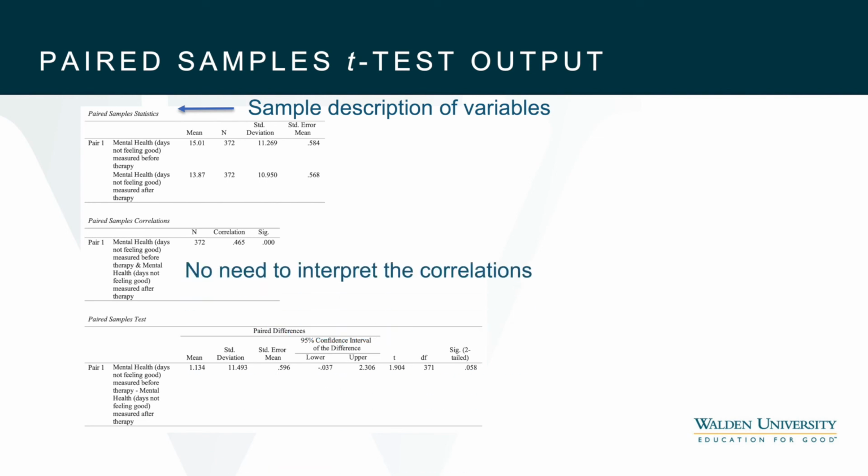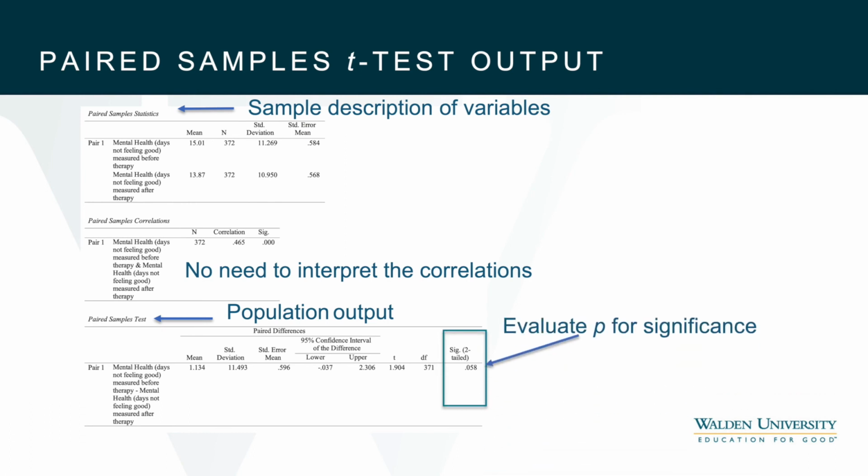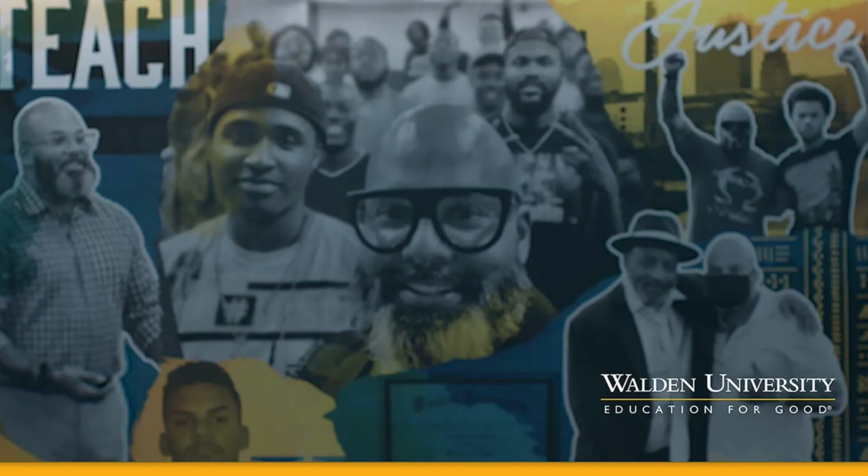We're going to skip the paired samples correlation box. That is not needed right now. We will venture into correlations in a later video. But the paired samples test is what delivers the population output, and that's where you want to interpret your sig. And in your write-up, of course, you will also have to mention your t and your degrees of freedom in the proper APA way. And with this last view on these tables for the paired samples t-test output, we have now come to the end of our t-test presentation.